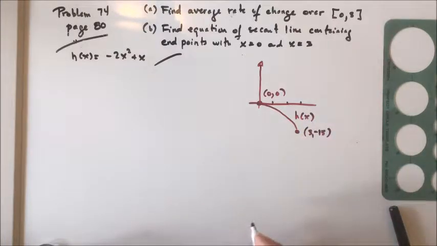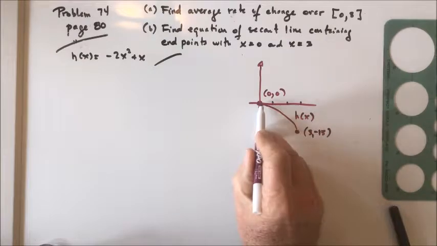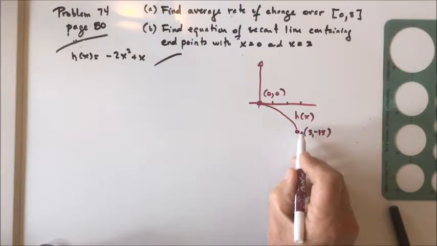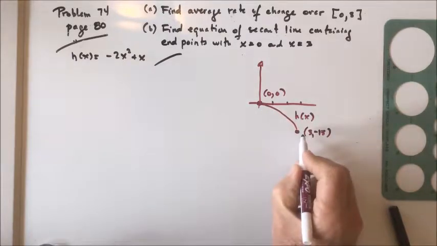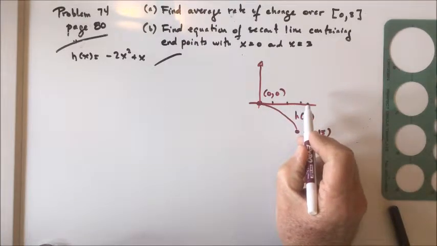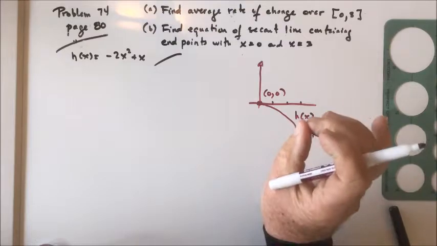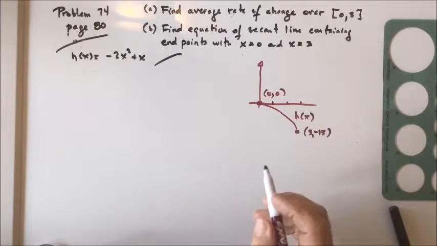Okay? Good enough. What the problem wants you to do is find, on average, how the function changes as it goes from here to here. It goes from a value of 0 on the left side to a value of minus 15 on the right side, and it does so over a space of 3. So the average rate of change is minus 15 over 3, or minus 5.